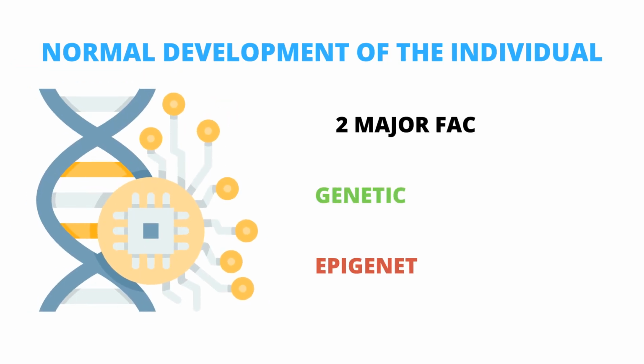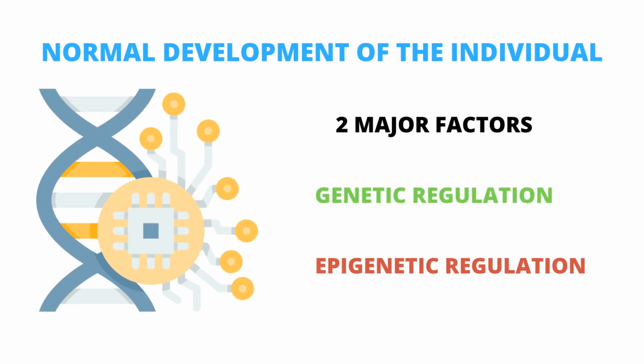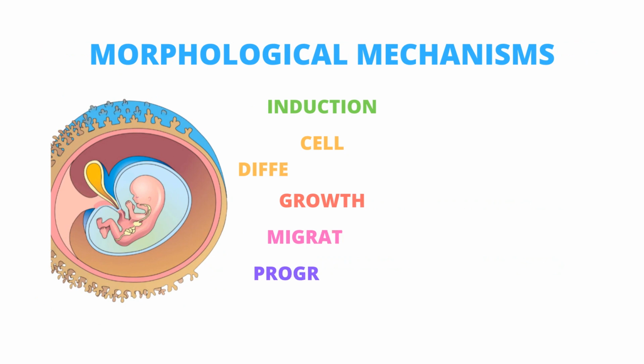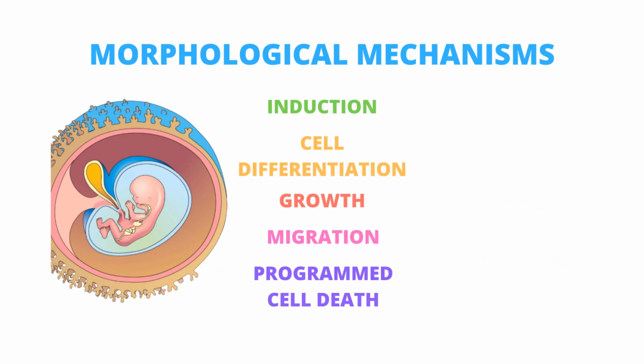The normal development of an individual depends on two main factors. One is the genetic regulation, influenced by the genetic plan that is established in the DNA, and the second is the epigenetic regulation, that is to say, the influence of external factors that affect development. Throughout embryonic development, there are 5 important processes known as morphogenetic mechanisms. These mechanisms make it possible to achieve the characteristic shape of the embryo and the development of the outlines of most of the organs of the body, and these are induction, cell differentiation, growth, migration, and programmed cell death.